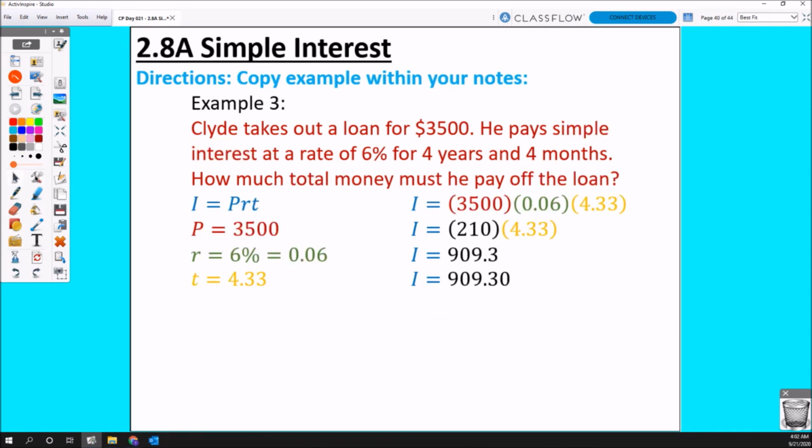The next example is going to be the same question, but now our new question is, how much total money must he pay off the loan? So again, if you were given this question from the very beginning, you have to look at that we're working with simple interest, and looking at the question, how much total money must he pay off the loan? We have to look for total money, which in this case, A equals P plus I.